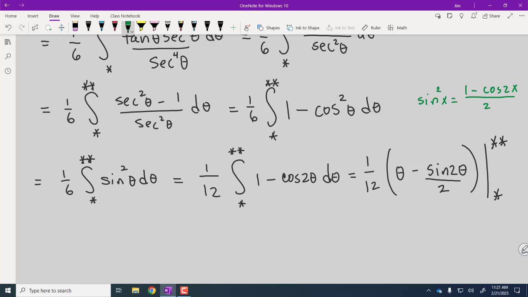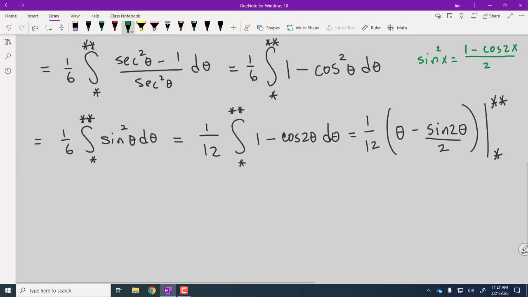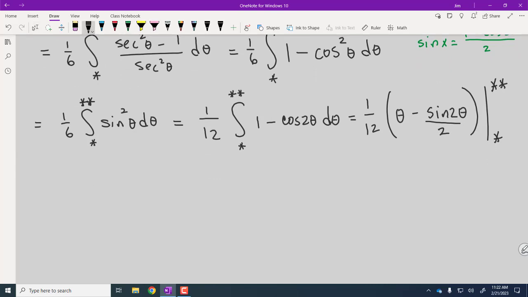Good to go? So once again, we see that we're going to use the double angle for sine. We're going to have theta minus 2 sine theta cosine theta divided by 2, star to double star. 2's cancel.